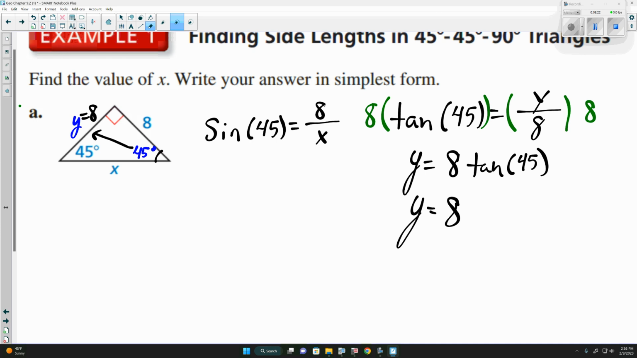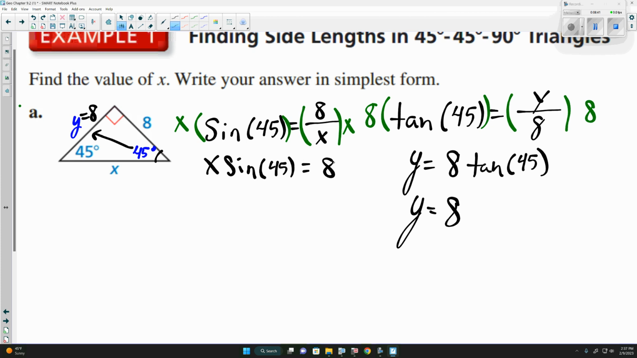So now we can use sine to find x. The first thing we'll need to do is multiply both sides by x. Because if we multiply by x, we get x sine of 45 is equal to 8. Now, is x by itself? No, so we have to divide both sides by sine of 45. So these here will cancel out.